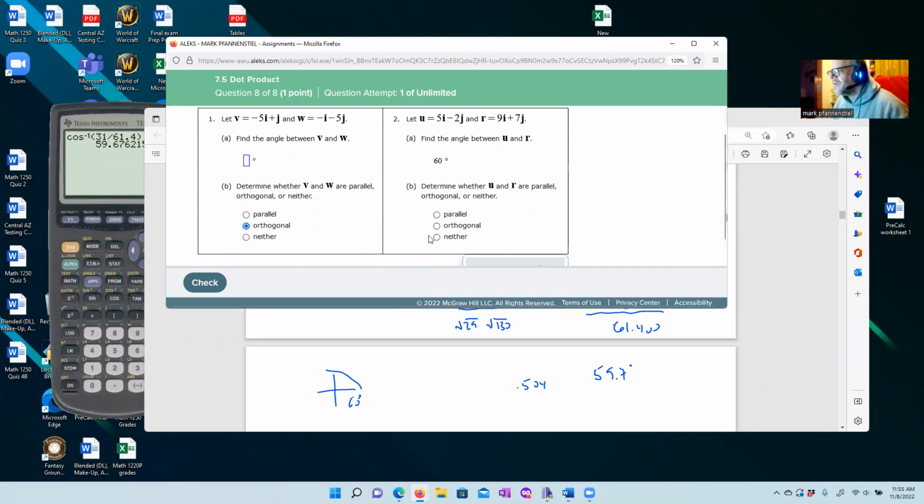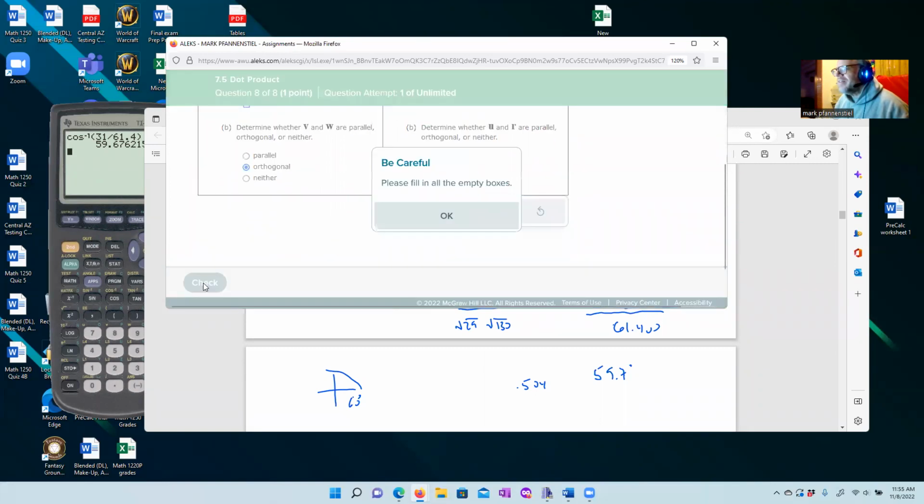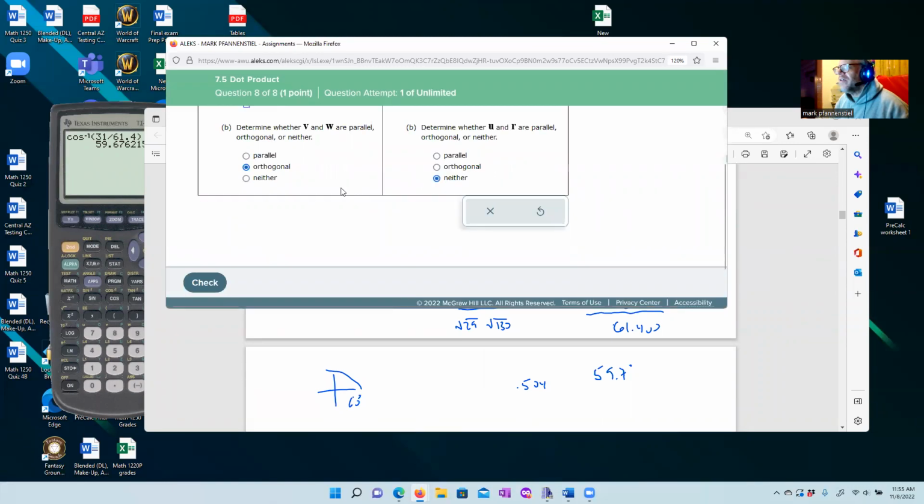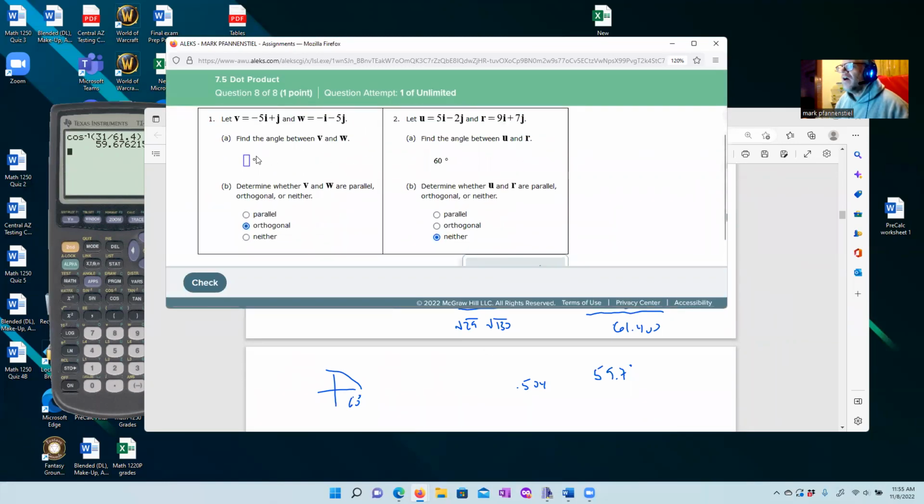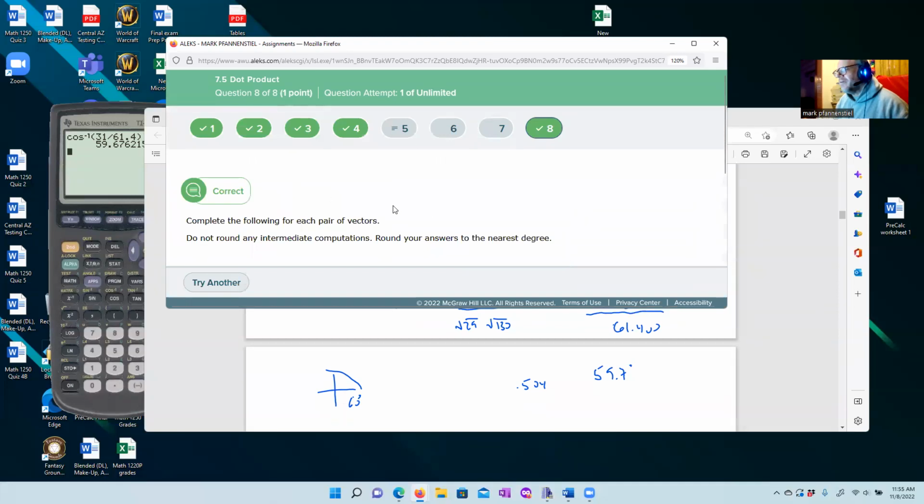Okay, and these are neither orthogonal nor parallel, so we'll check that. Boom. Careful filling all the empty boxes. Oh, orthogonal, 90. And then there we go.